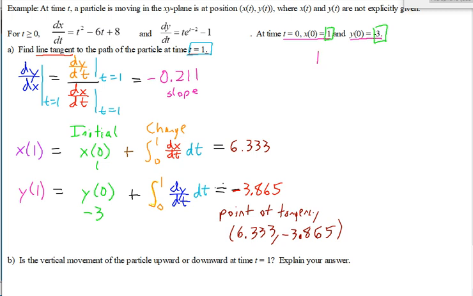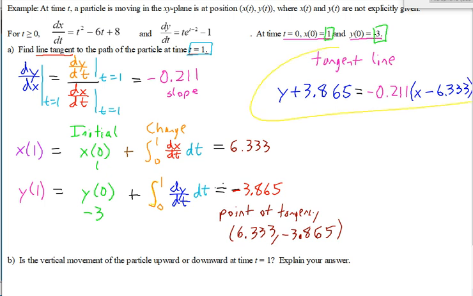So finally our tangent line would be y minus the y coordinate, which will make it plus 3.865, equals our slope, which was negative 0.211, times x minus the x coordinate, which was 6.333. So it took a little more work to get the tangent line on this one, because we had to use initial plus change for both the x and y coordinate.